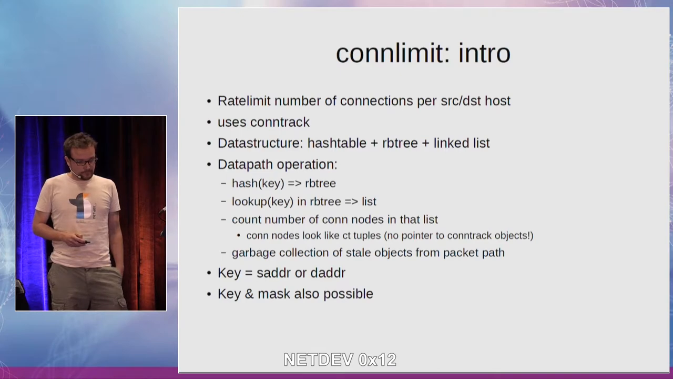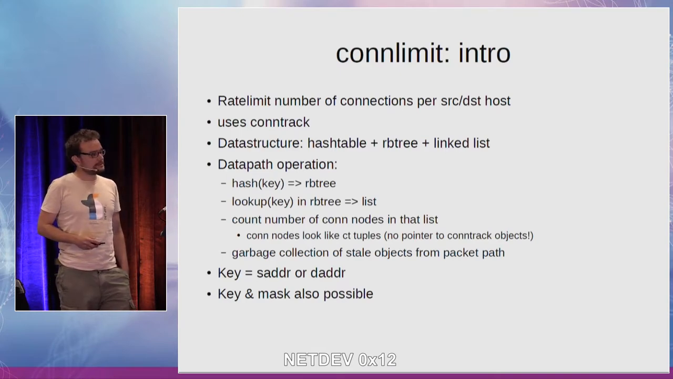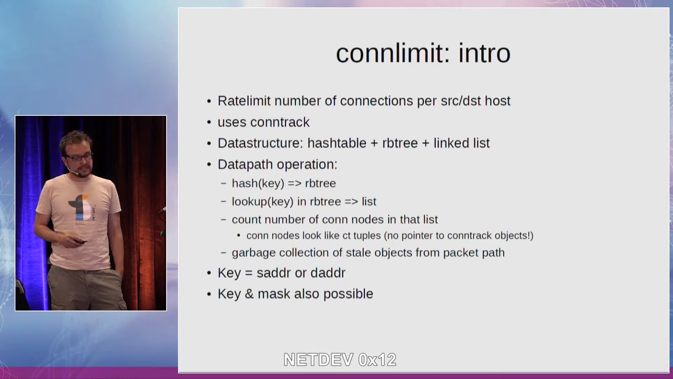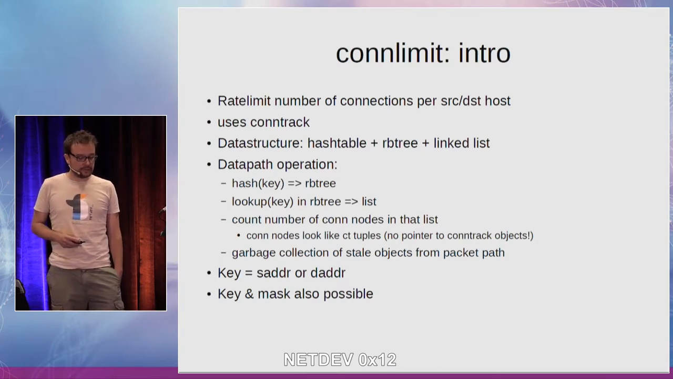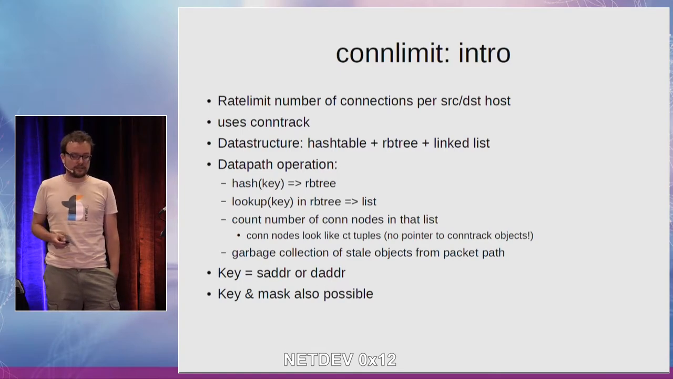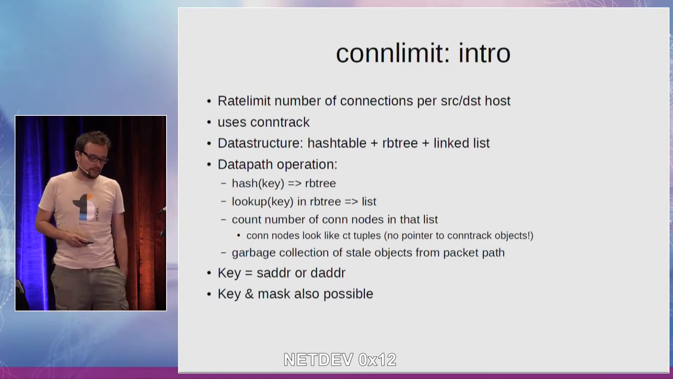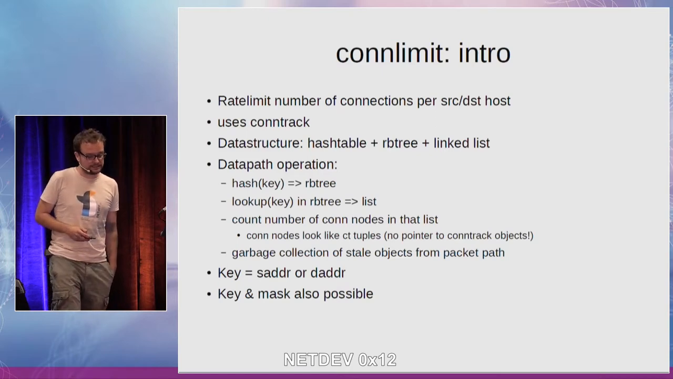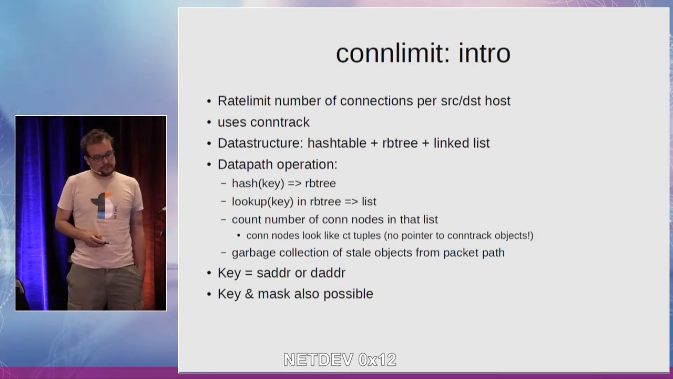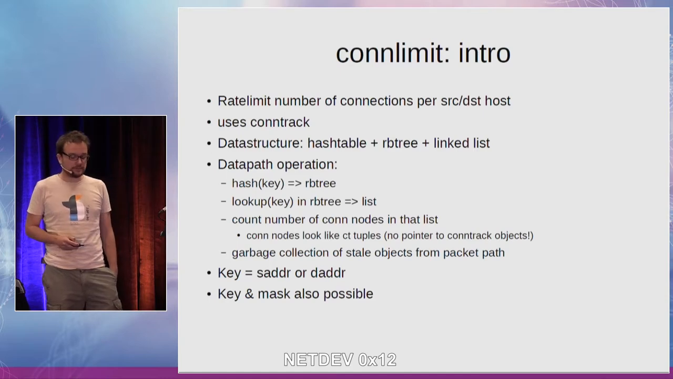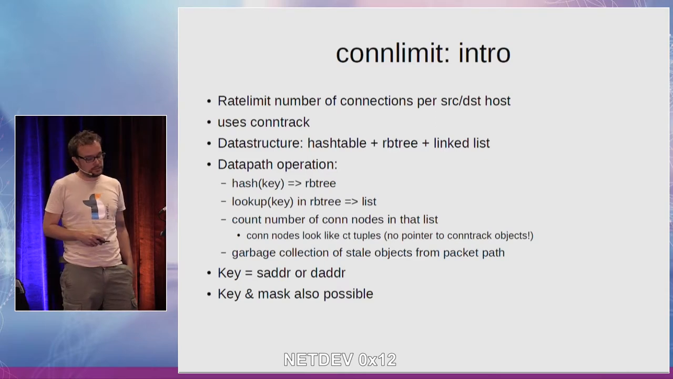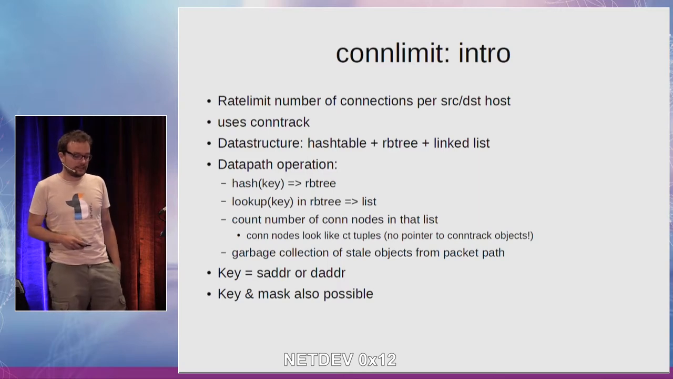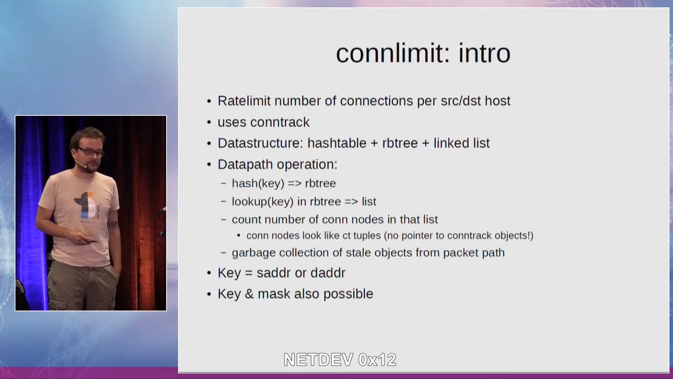So the structure that we have in the connlimit code looks like a hash table, and then for each node that we are going to find in the hash table, there is an RB tree, and then in the RB tree, in each node, we are going to find a linked list. So the operation looks like we are going to hash the key, and that is going to give us the RB tree, and then we are going to perform the lookup on that key on the RB tree that we obtain, and then we are going to get a list.